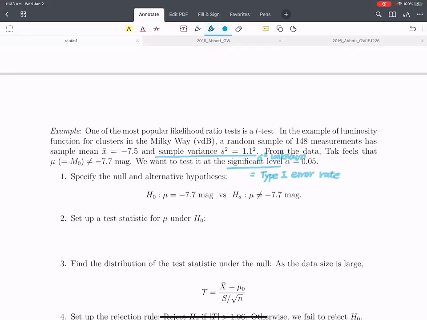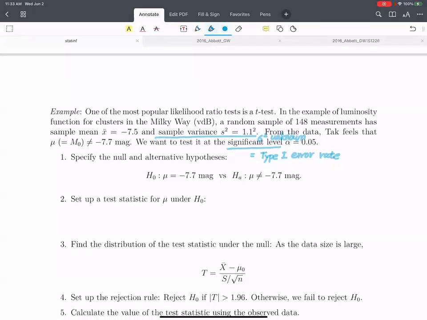And we will see the connection with their argument soon. So we set up the hypothesis. The null hypothesis says the existing status: people believe that the population brightness is equal to negative 7.7. But what I want to say based on the data is that the population brightness may not be negative 7.7 magnitude. And we set up a test statistic for mu under the null hypothesis.